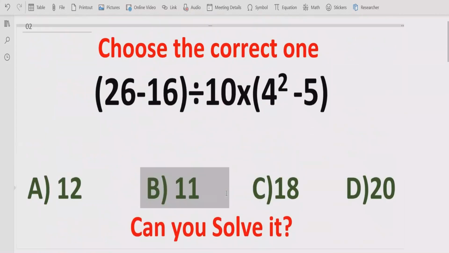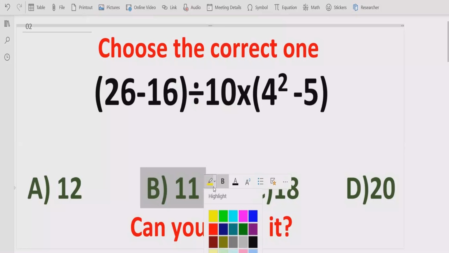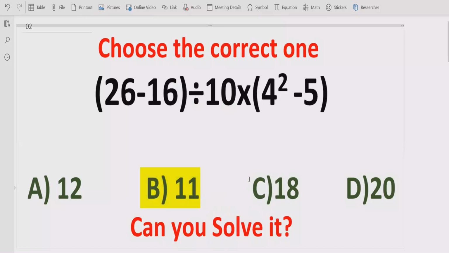If you see the answer list, answer B is the correct answer of this expression. So I hope you understand how you can solve the given expression using the PEMDAS and BODMAS method and find out the correct answer.